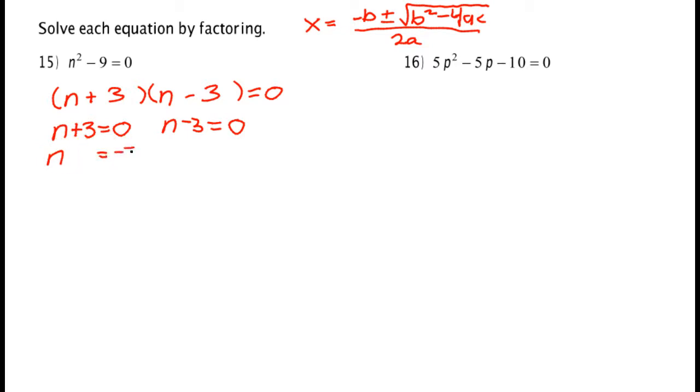Subtract 3 on both sides. Add 3 on both sides. So negative 3, comma, 3.